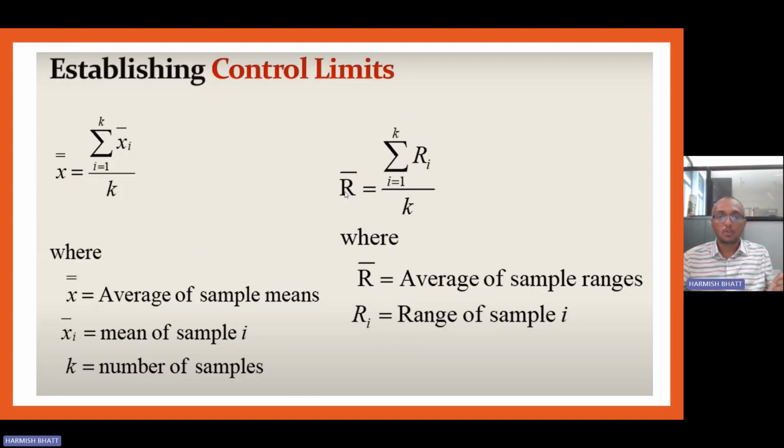And how to find it out? R bar can be found out by using this equation: sigma i equal to 1 to k Ri divided by k. So basically it is very simple. You just take the average of all the ranges that you have found out, and that will be the value of R bar.